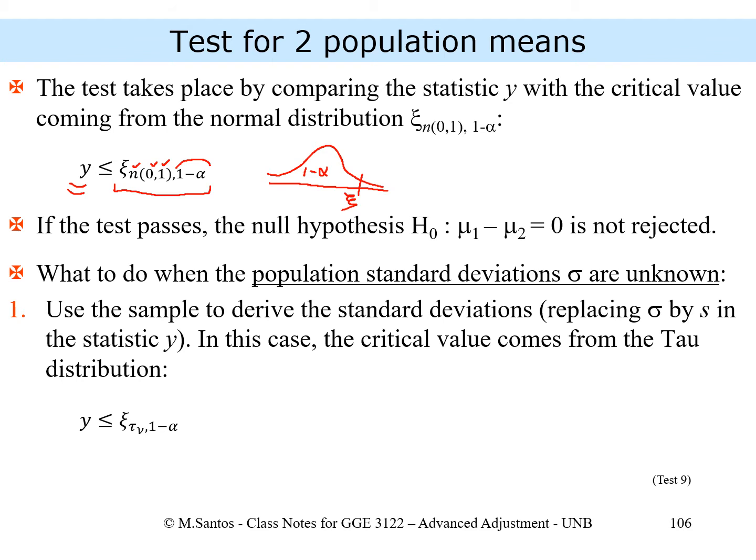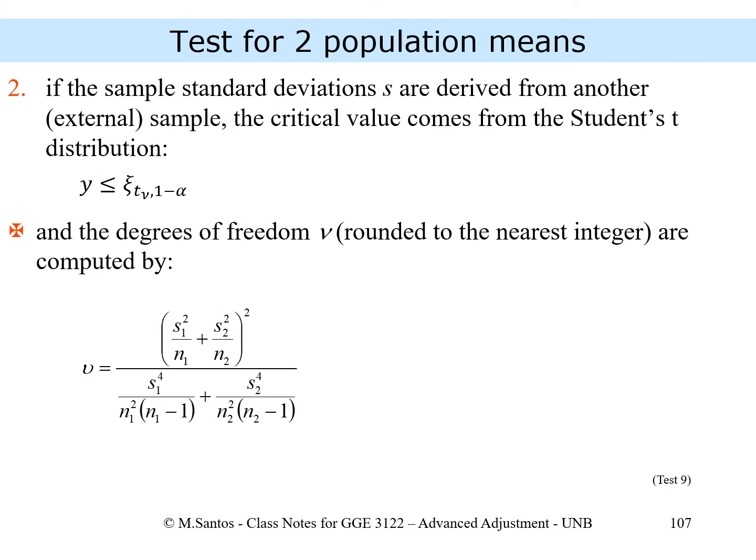Now there are some variations in this test. If population deviations are unknown, we can derive the standard deviations from the sample. In this case, you are going to use the tau distribution. So the statistic now is going to be computed using a tau distribution. This is the number of degrees of freedom and 1 minus alpha confidence level. And if S is derived from another sample, we are going to use the student t distribution.